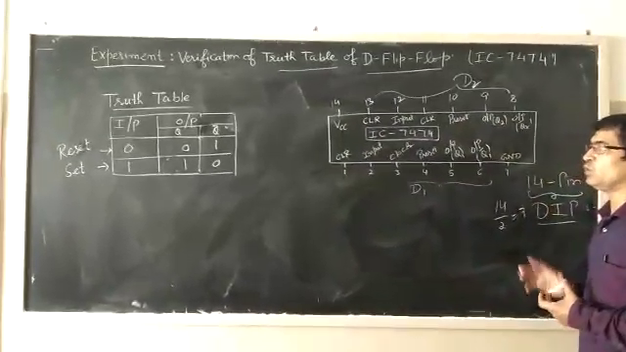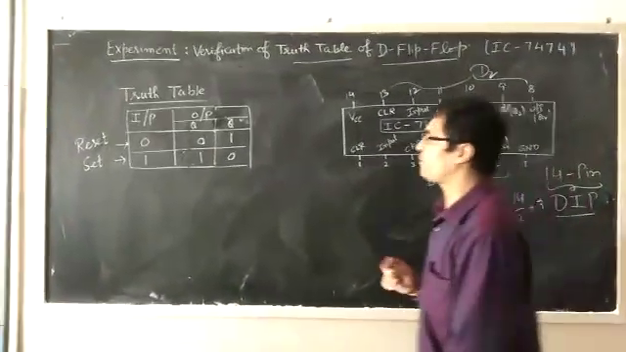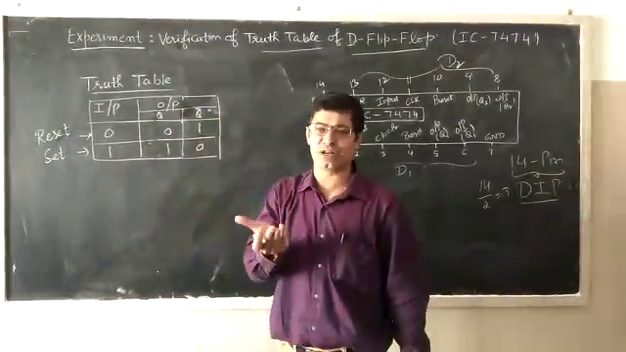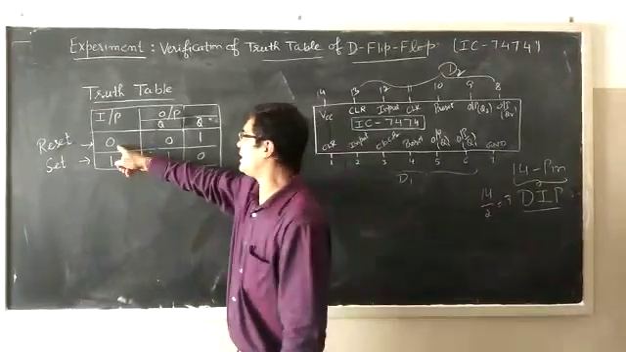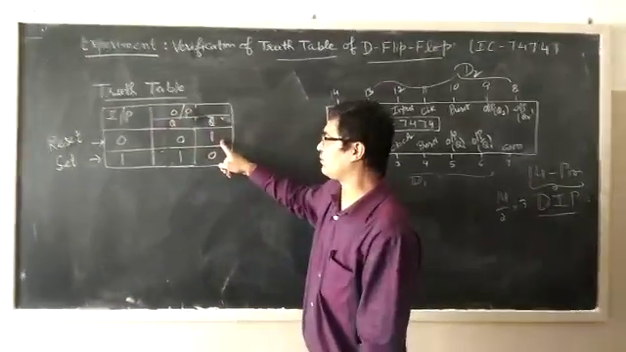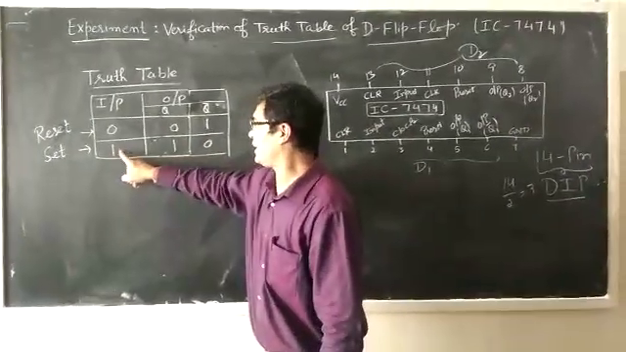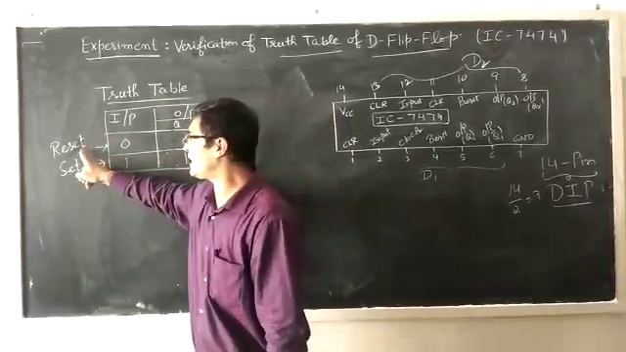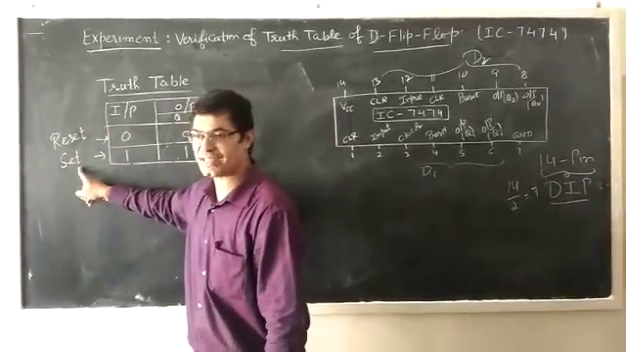Now we have to verify the truth table. In the truth table, there is an input. We know that in a D flip-flop, whatever input we give will remain the same. If 0 is the input, output is 0. Q bar is the complement of Q, so here you will get 1. If 1 is the input, you will get the output 1 and this will be 0. So here 0 stands for reset and 1 stands for set.